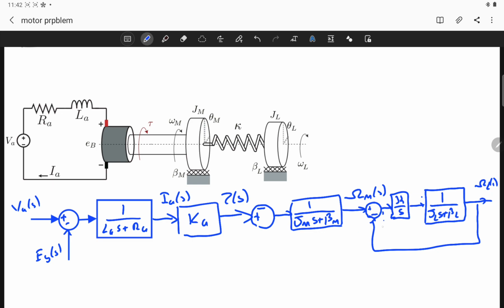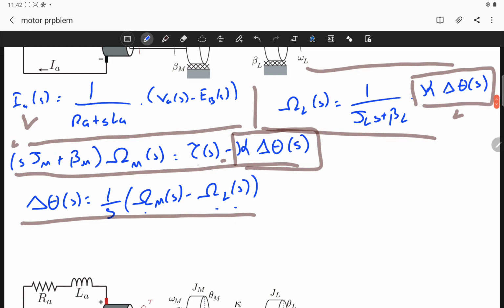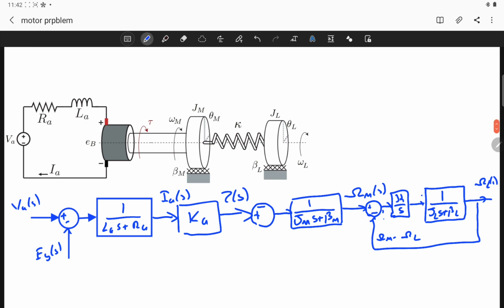Their difference is omega m minus omega L. If I integrate it and multiply with kappa, first I obtain the angular displacement, and then I multiply by kappa, which is the torque of the torsional spring, which directly goes to the second shaft. Remember that to obtain this operation, I need torque minus kappa times theta s, which is the signal in this part. If I do that, I finish the mechanical part.